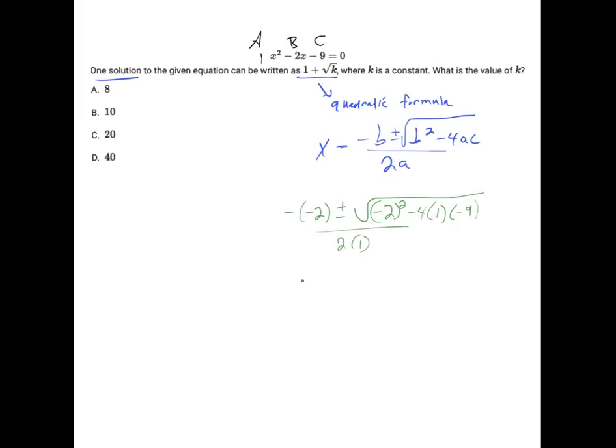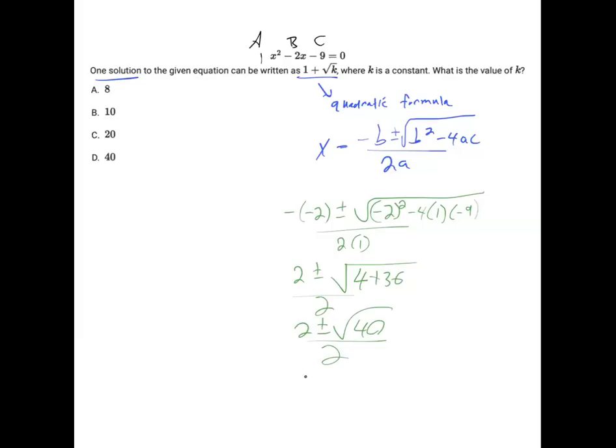So working it out little by little, +2 plus or minus square root of 4 plus 36, because you have a negative times a negative and you want one sign for that whole piece, all over 2. 2 plus or minus square root of 40 over 2. And now it's kind of a question of how to simplify that radical.